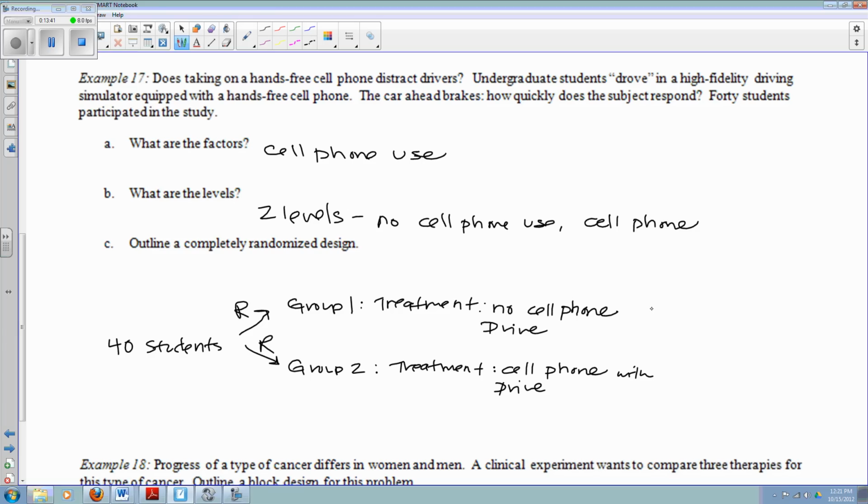Okay, and after we've assigned them to the groups and they've carried out the task, we would compare reaction times. I guess really what we're looking at is time to brake, like how long it took them to actually hit the brake pedal. There are lots of different things. We'll talk about how we're going to analyze that data next semester, but this would be something like looking at the mean, looking at the median to compare their reaction times.